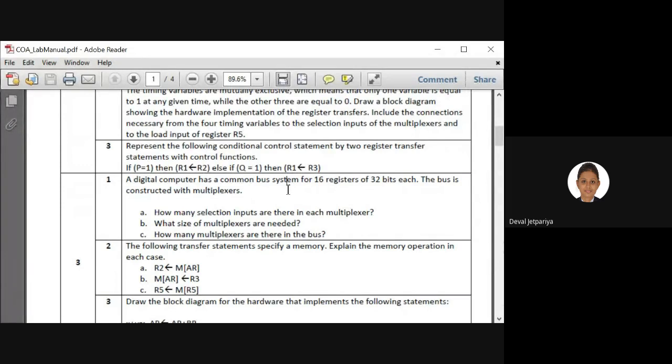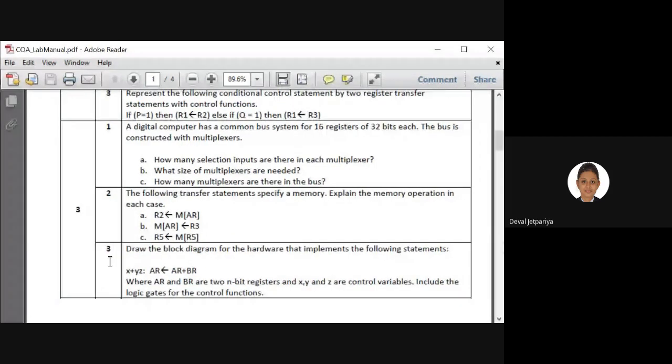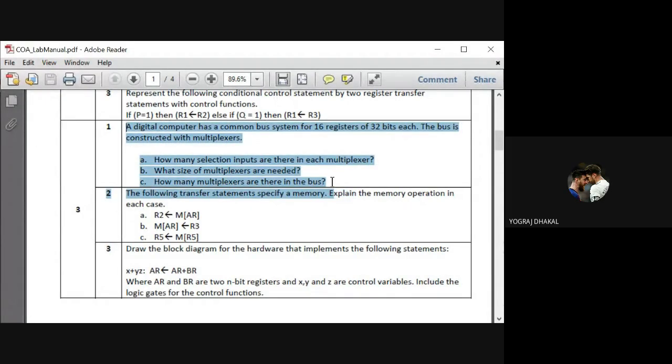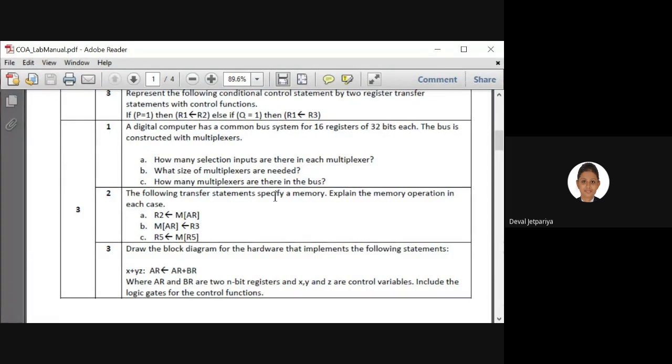Ma'am, yes, we've already done these practicals yesterday. Okay, so question number 1, 2, and 3, are all three done or just one? One and two. One and two are done. Okay, you people have read it.